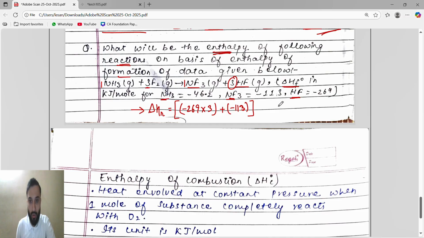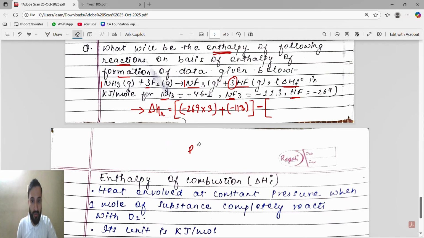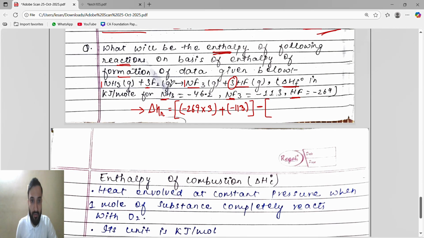So this is for the product, minus the enthalpy of formation of reactant. It is the summation of enthalpy of formation of product. Now next we'll do it for the reactant. For the reactant, NH3 value is given, minus 46.2, and the coefficient is 1, so multiplying with 1 it will remain the same. Then F2.